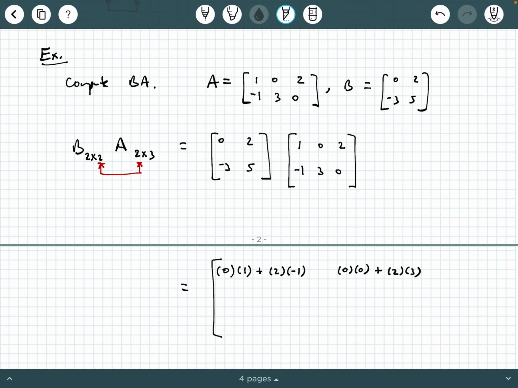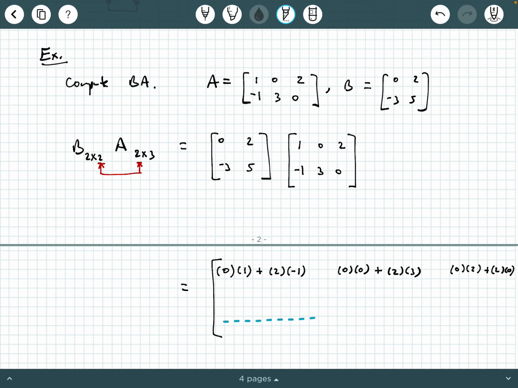Stay with me. Let's find this entry here of our product. We're going to say row 1 of the left matrix times column 3 of the right matrix. So what would that be? 0 times 2 plus 2 times 0. Okay, so 0 times 2 plus 2 times 0. Okay, we're not done yet.